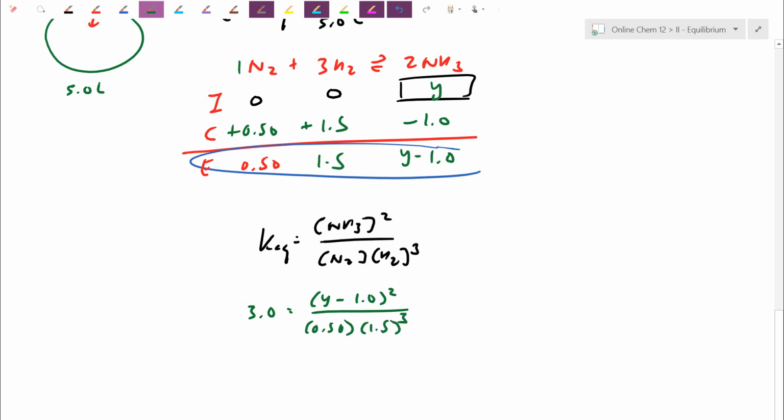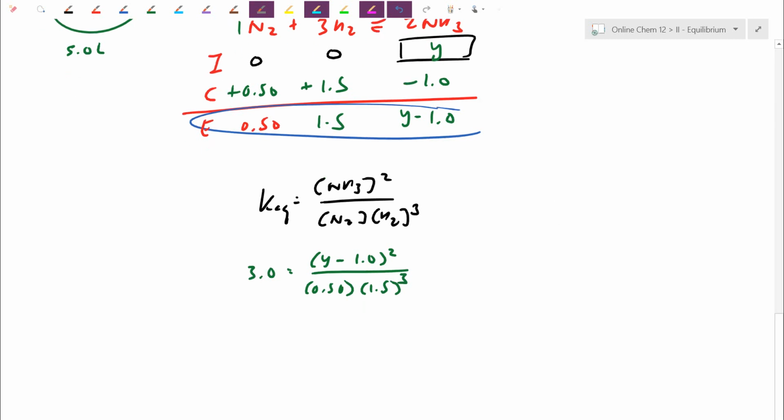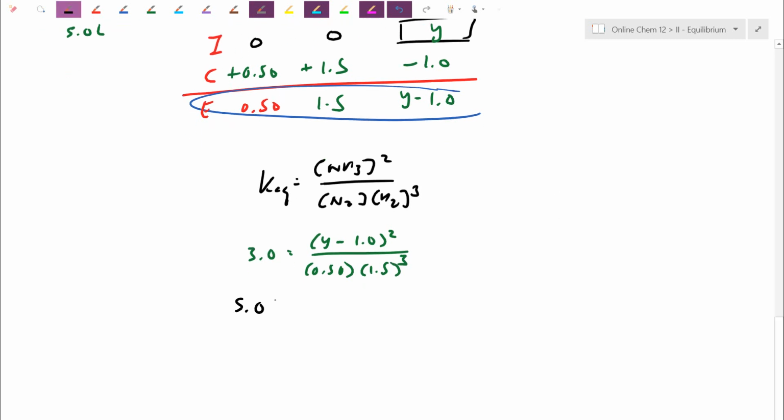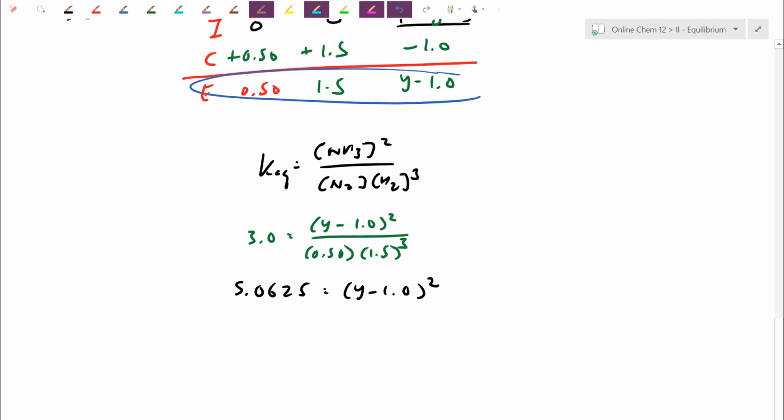It is also one equation, one unknown. It's just a slightly different way of styling the problem. Let's just go 3 times the 0.5 times the 1.5 cubed, and therefore I'm getting here 5.0625 is equal to this (y minus 1.0) squared. Usually this would have ended up as a quadratic, right? I have a y squared term. I'll walk you through one of those later on.